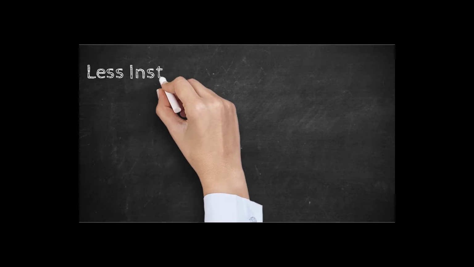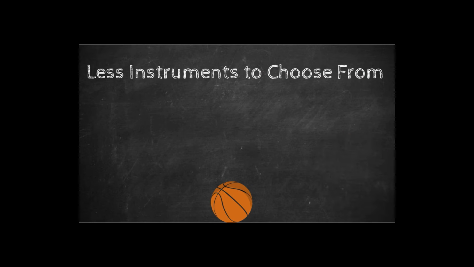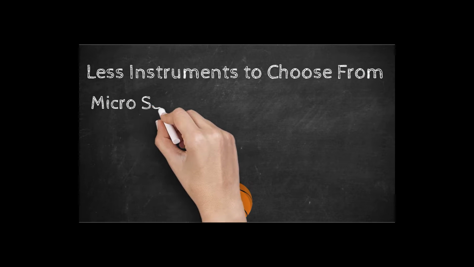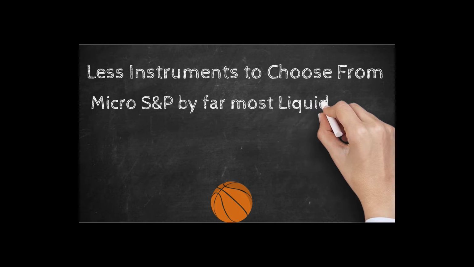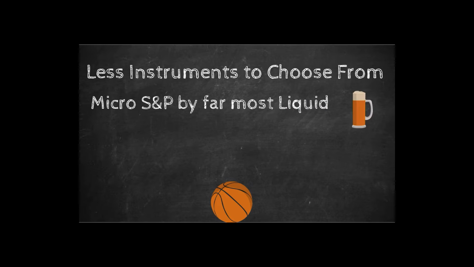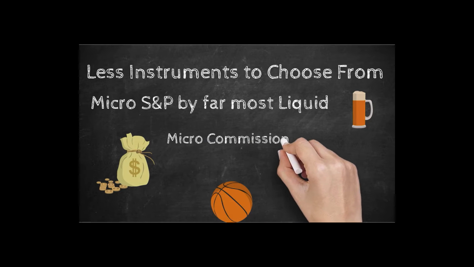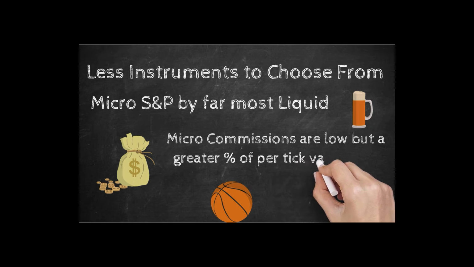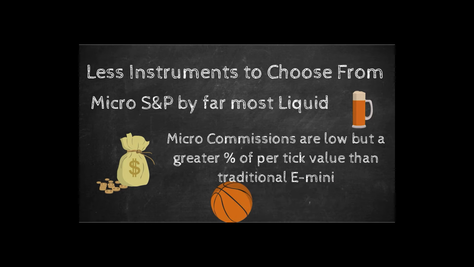There are some downsides. Micro futures don't have as many instruments to choose from, and of the ones you can choose, the micro E-mini S&P is by far the most liquid, which is why we focused on that instrument today. Also, commissions are low in micros, but they are still a greater percentage of the per tick value than they are in the traditional E-minis. So keep that in mind.